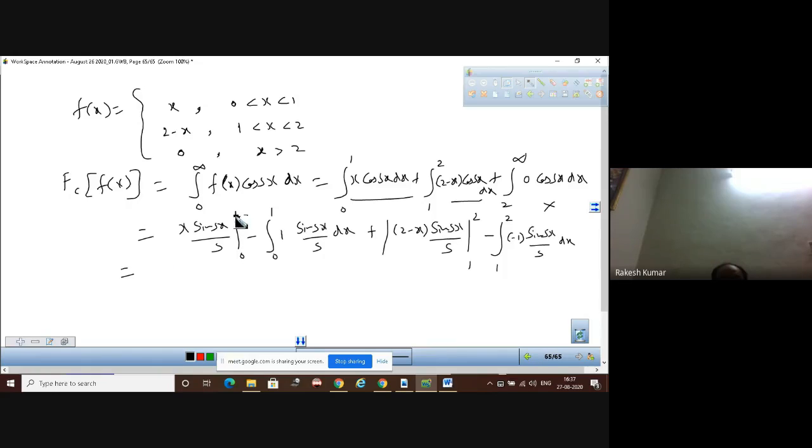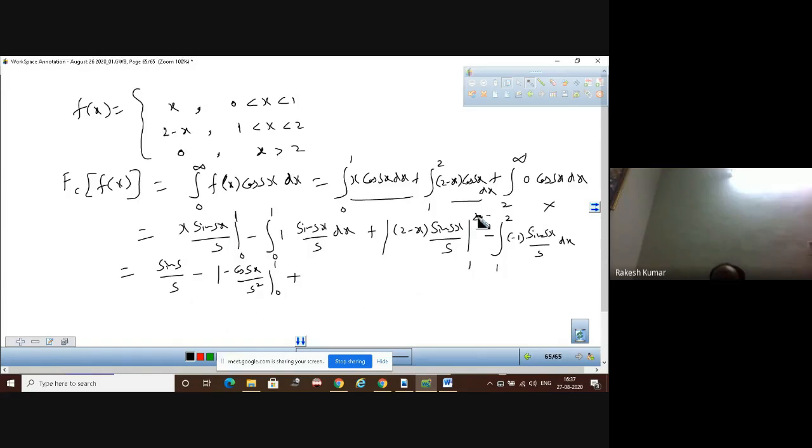Now you can substitute the limits. When you substitute 1 here, you will get sin s, and when you substitute 0, you will get 0. So ultimately sin s over s, minus, for the interval 0 to 1, the integration of sin will be minus cos of sx over s square, with limits 0 to 1.